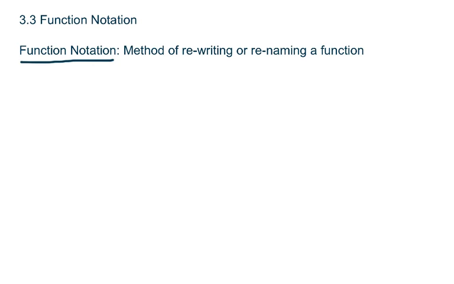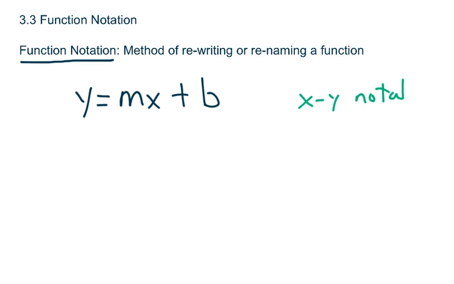Section 3.3, function notation. Function notation is a vocabulary term. It's a method of rewriting or renaming a function. Now, what you're most used to is XY notation, where we have y equals mx plus b. This would be XY notation, y equals mx plus b, and that makes sense. It's got an x and a y.